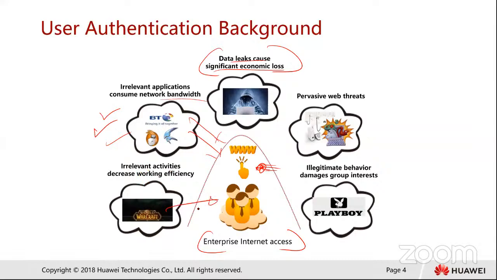Someone is on Twitter the entire day, or even playing games, instead of focusing on their work, or even visiting blacklisted sites, like pornography sites. That is illegitimate behavior, which damages group interests, and there are also pervasive web threats over the internet. So how can we make sure that we can either authenticate or control this from happening?